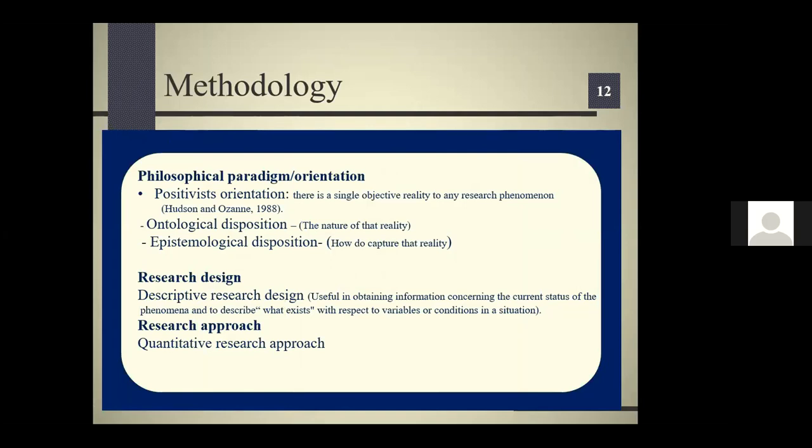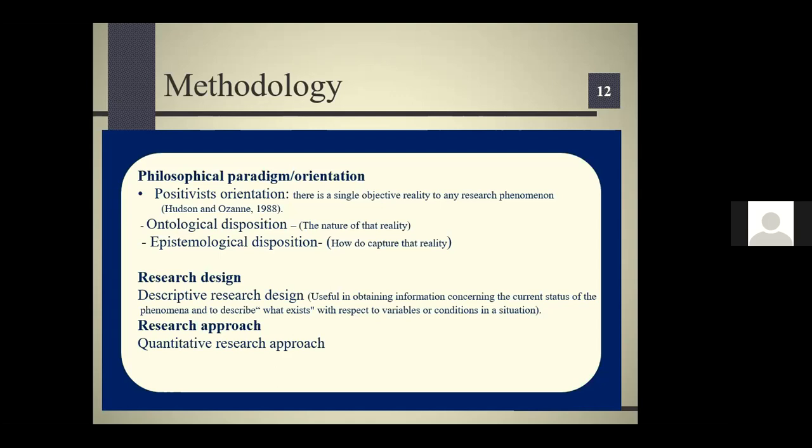Now, permit me to take you through the methodology part of this study. To begin with, this study will adopt a positivist orientation. This is what will guide this study. Now, the choice for this paradigm is that when you look through the positivist paradigm, you'll notice that what the positivists believe in is that there is only a single objective reality. And this reality is external to the perspectives of the researcher.